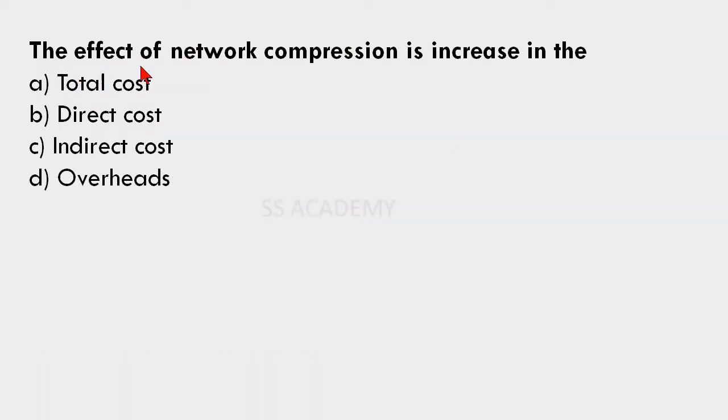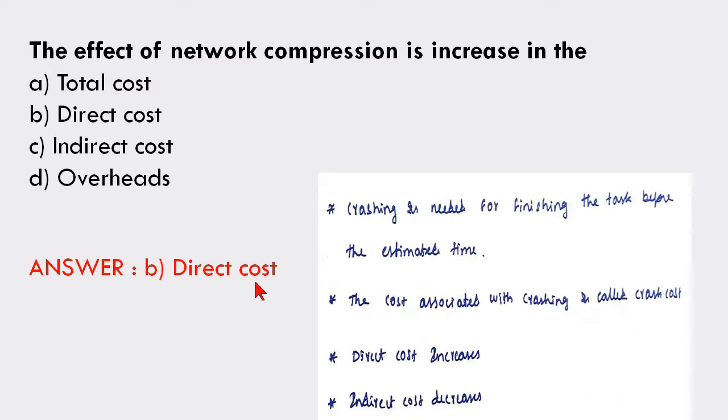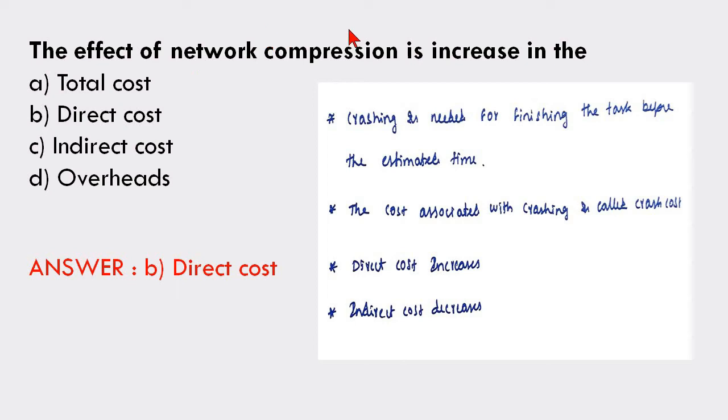Next question is, the effect of network compression is increase in the total cost, direct cost, indirect cost, or overheads. The answer is direct cost. The effect of network compression is increase in the direct cost. Network compression is a crashing concept. The effect of network compression, that is crashing, is that direct cost increases and indirect cost decreases. That is the answer.